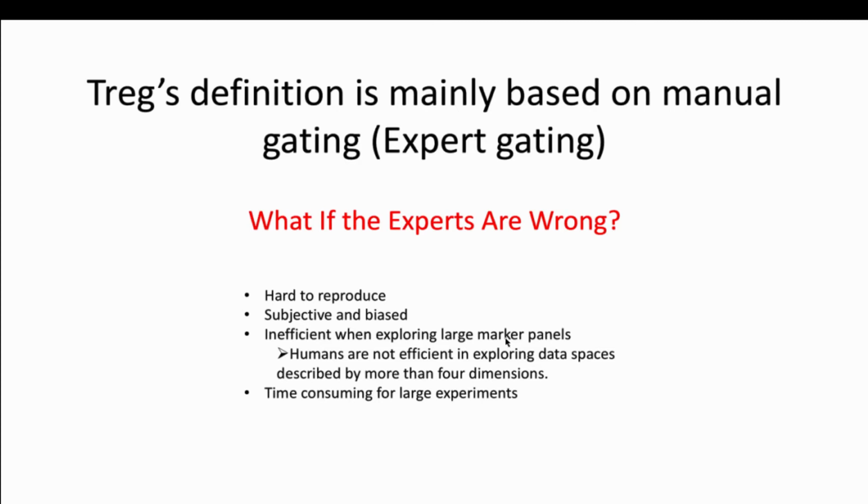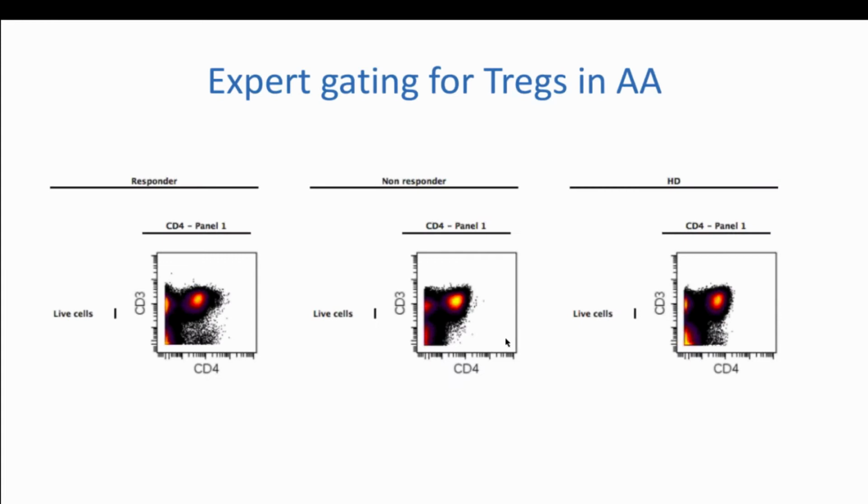To give you an example, I actually asked three experts that have been working on Tregs for several years to gate a Treg population from two patients and one healthy donor. One patient who responded to immunosuppression, this is at time of diagnosis, a patient with no response, and a healthy donor. Then I asked these three experts to gate CD3, CD4 positive cells. There was really no problem, and more or less they could identify these cells at the same level.